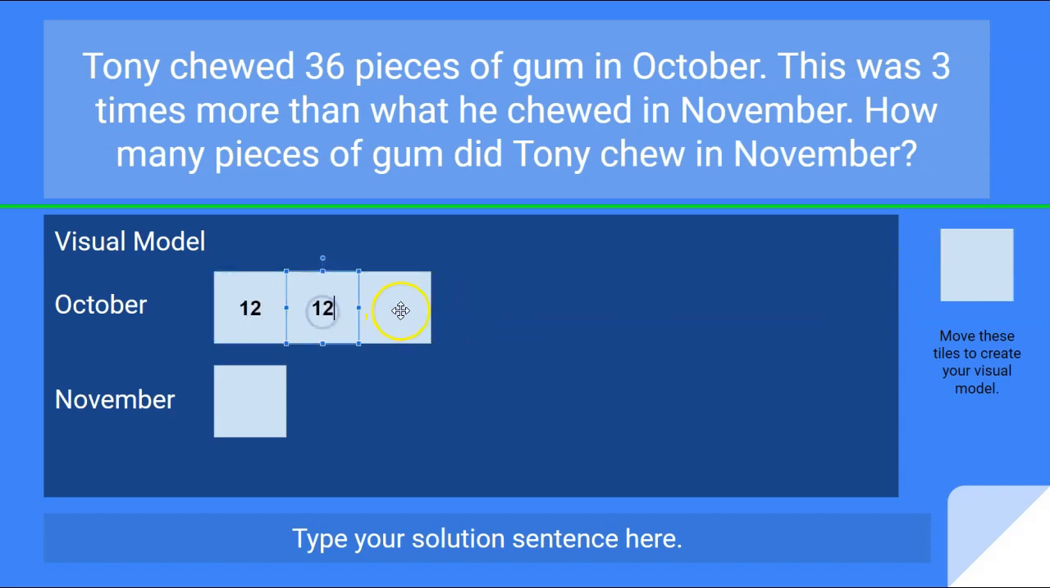In each one, I'm going to put the number 12 because I know that in November he must have chewed 12 pieces of gum because 12 times 3 equals 36, and he chewed more pieces in October than he did in November. I then will put my solution sentence down at the bottom. Tony chewed 12 pieces of gum in November.